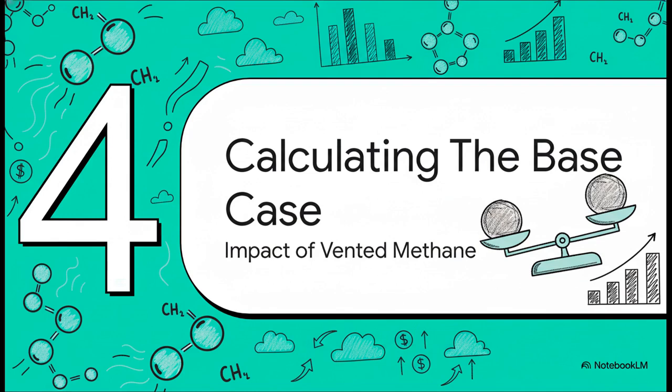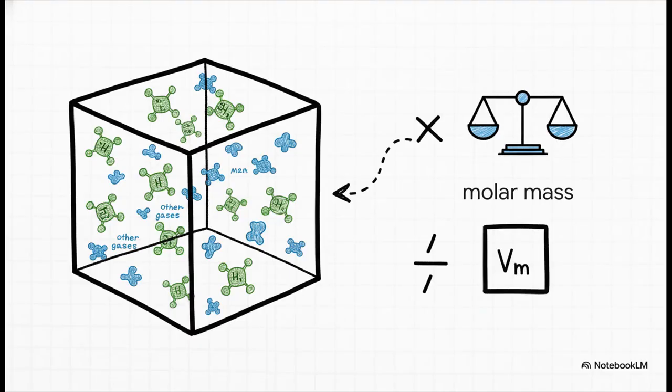We're going to start with the absolute worst case scenario. What happens when we just vent that raw, unburned natural gas straight into the atmosphere? Okay, first things first, we need to figure out the actual mass of methane in 1 cubic meter of our gas. To do that, we use this formula.